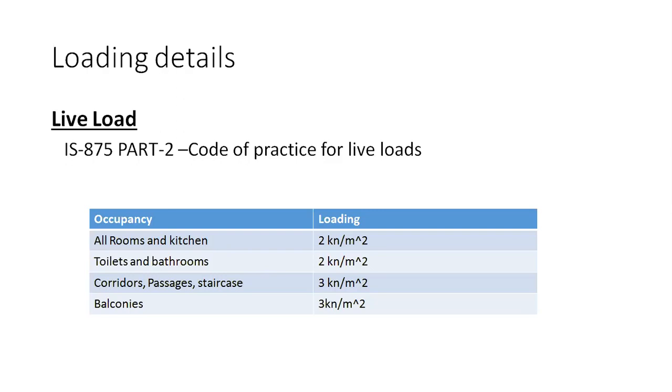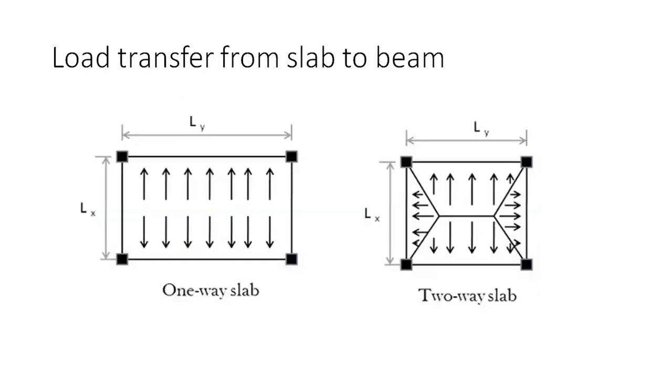So these are the important gravity loads which shall be provided on a multi-storied building. Other types of lateral loads are also important: wind load, earthquake loads, etc. But for the introductory part, here we have discussed only these gravity loads. And at the last, there is a need to understand the load transfer method from slab to beam.